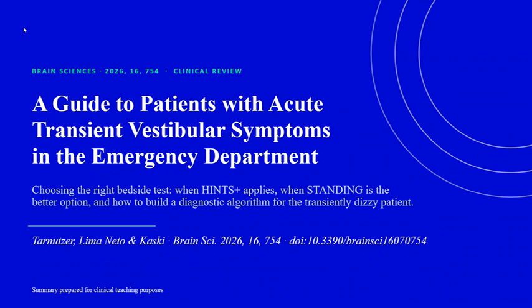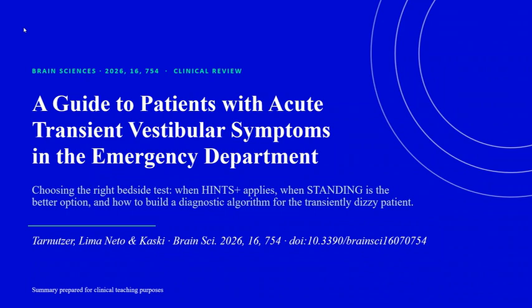Why the STANDING algorithm is usually the better choice for the transiently dizzy patient. How to distinguish benign paroxysmal positional vertigo from central positional vertigo and vestibular migraine on positional testing. And finally, how to avoid the two diagnoses we cannot afford to miss, the vertebrobasilar TIA and its great mimic, vestibular migraine. By the end of these slides, you should have a clear stepwise diagnostic algorithm you can apply the next time a patient says, Doctor, I was dizzy this morning, but I am fine now.